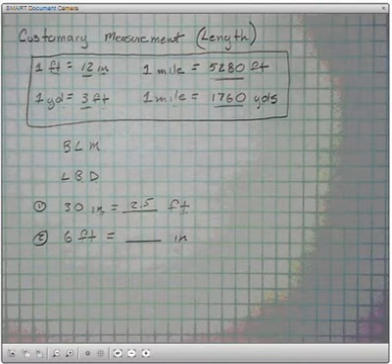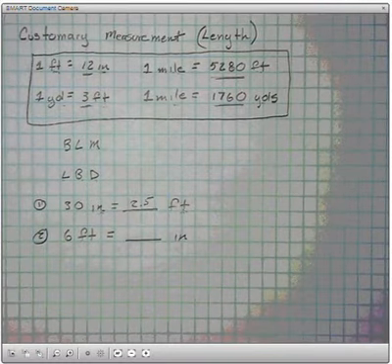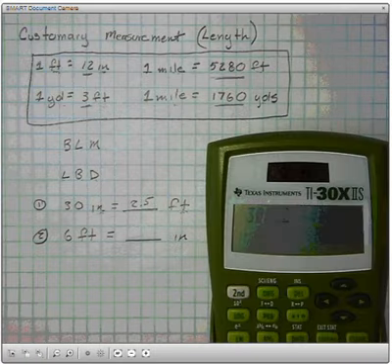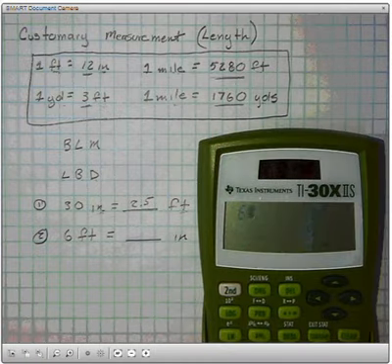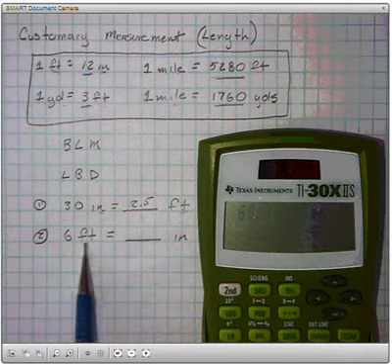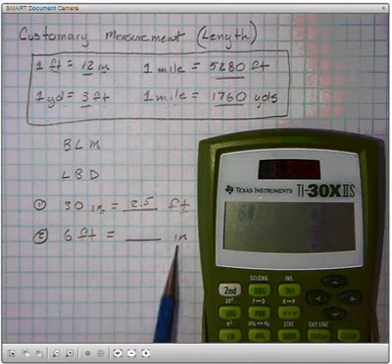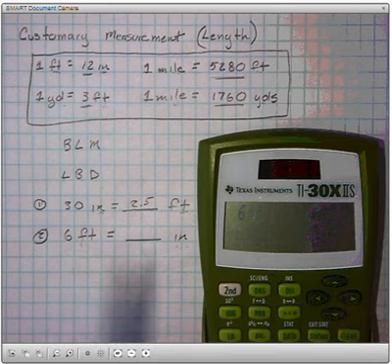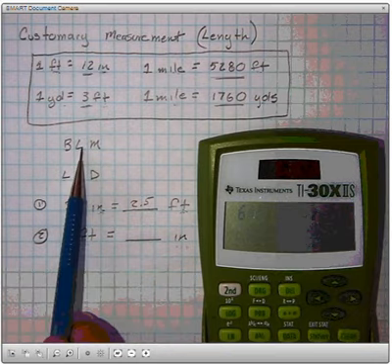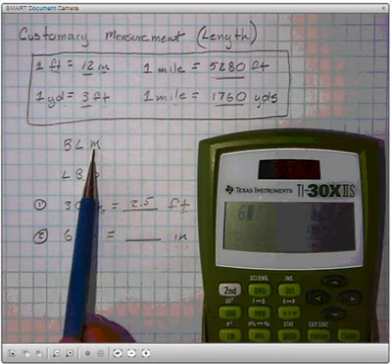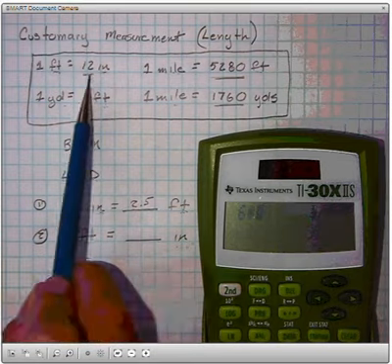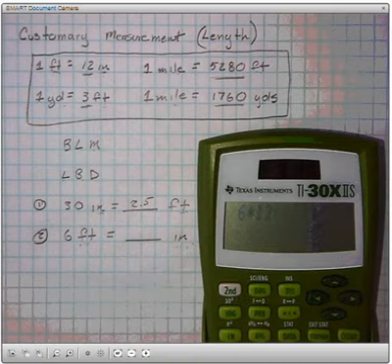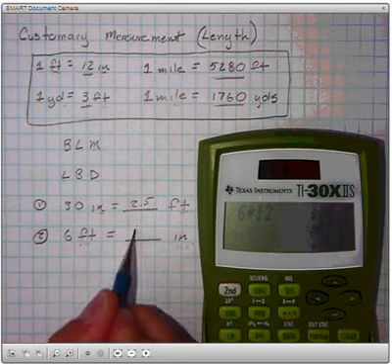So I've got 6 feet and I want to convert it into inches. So I'm going to start with my 6 feet. And now I've got to figure out if I'm going to multiply or if I'm going to divide. Am I going from big to little, or am I going from little to big? I'm going from big to little. Big to little means I'm going to multiply. So I'm going to take 6 and multiply it by our conversion factor. Feet to inches is the 12, so I multiply it by 12, and that gives me my answer, 72.